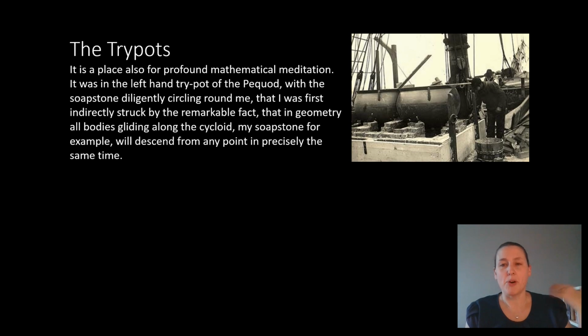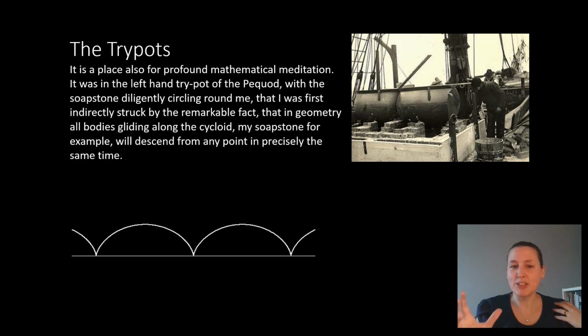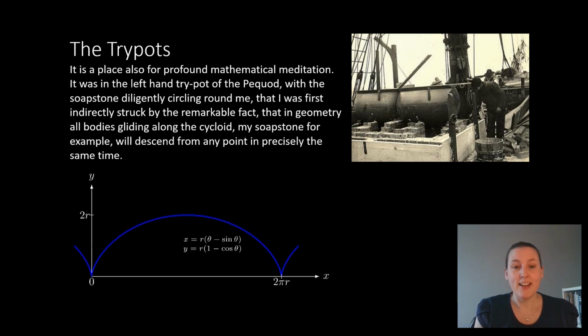The really amazing one is his discussion of the tripods. These are on a whaling ship, where you're boiling down the whale blubber, and you have to clean these tripods regularly. They're standing in the tripods because they're very big, and they're using the soapstone to clean them. And he said, "I was struck by the remarkable fact that in geometry, all bodies gliding along the cycloid, my soapstone, for example, will descend from any point in precisely the same time." So what's that about? This is not something that you would necessarily study in school geometry. Melville must have gone a bit above and beyond, really.